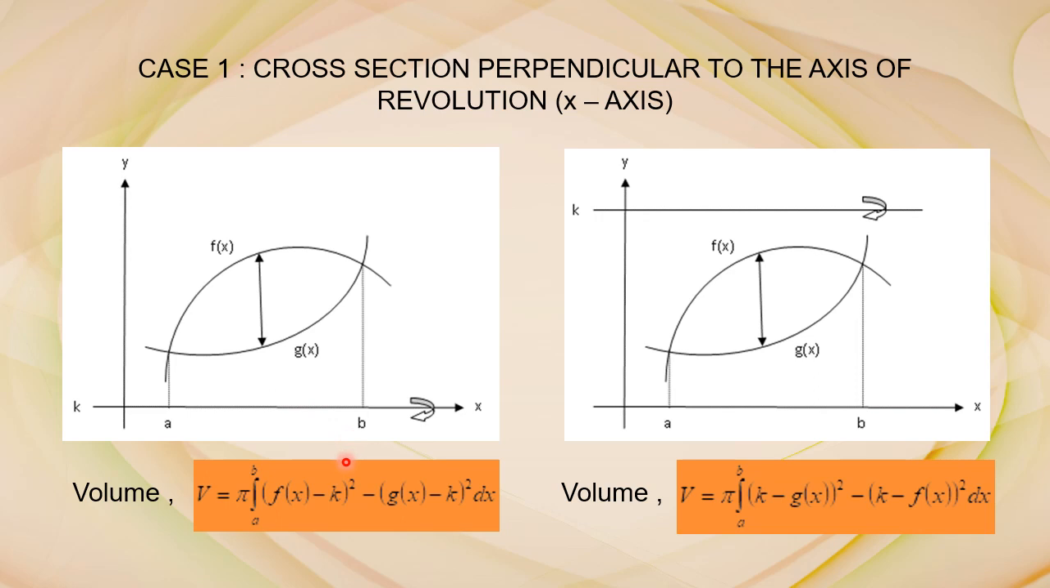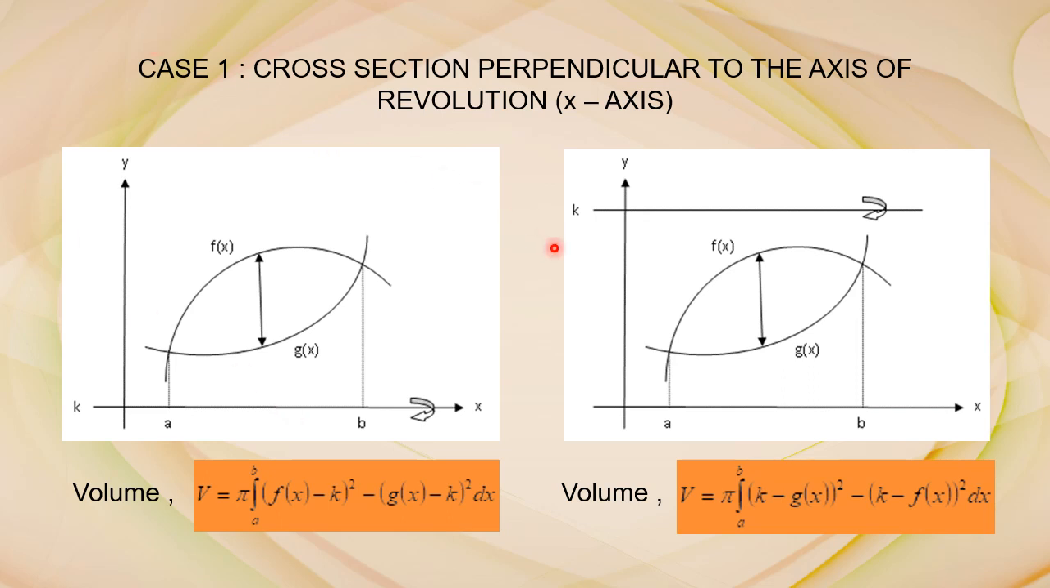Here we have two formulas of volume. For the first one, our axis of revolution is below our region. So we will use the formula V equals pi integral of (f(x) minus k) squared minus (g(x) minus k) squared, integrated with respect to x. f(x) is our function, k is our axis of revolution, g(x) is our other function, and a to b is the value range of our region.